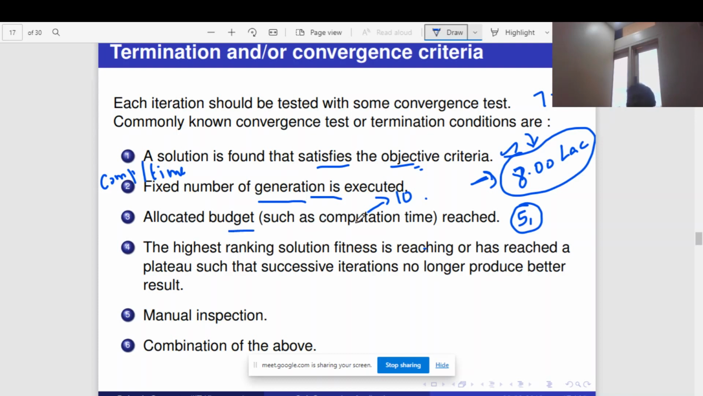Another criterion is an allocated budget. This is computational power or time, whatever it may be. The previous one is with respect to physical time; this is with respect to computational budget. When you keep running the program, there may be some cost incurred for the company. Say if you switch on the server and run it for one day, the cost is 2 lakhs, then there may be a budget for this project. How much you can execute, how much you can spend, based on that you will arrive at one solution. Or the highest ranking solution's fitness has reached a plateau, such that successive iterations no longer produce better results.